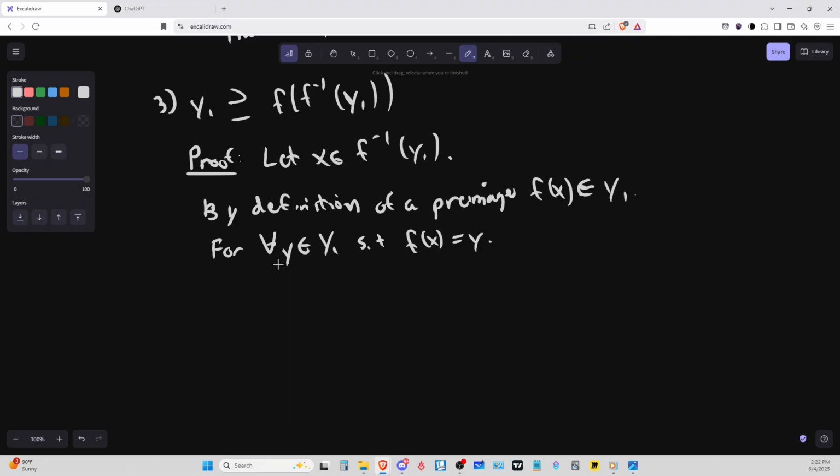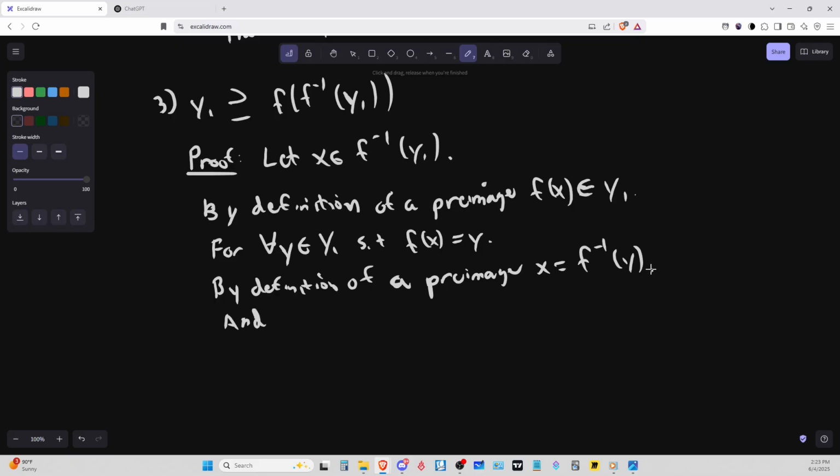Let's see. So we have this. By definition of a pre-image, x is... and forgot the period there.